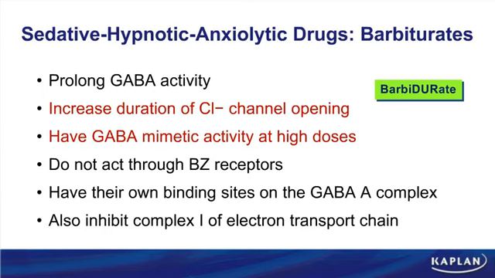Barbiturates have GABA mimicking activity at high doses, and this possibly explains why that dose-response curve for the barbiturates is so steep. Because even if you deplete GABA, the barbiturate can continue to bind and activate the GABA-A complex, increasing that duration of chloride channel opening. You continue to get a response, possibly contributing to further CNS depression. Barbs don't work through BZ receptors. They've got their own binding site.